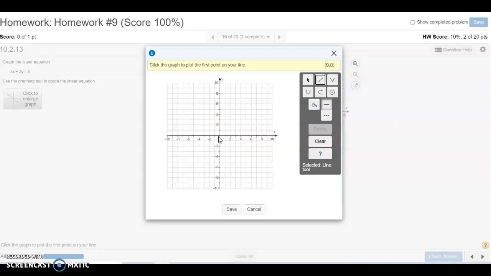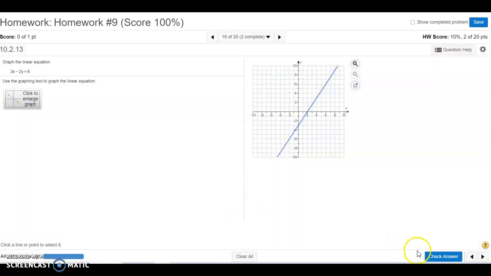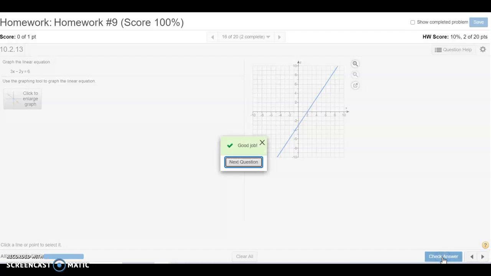So 0 in the x, -3 in the y, and you look in the upper right, and you can see that that's the correct point. And then as I move around, I'm looking for 2 and 0, so 2 in the x, 0 in the y, and again look in the upper right, and there's the point 2, 0. Click on that, and then I need to click save, and then I can check my answer.